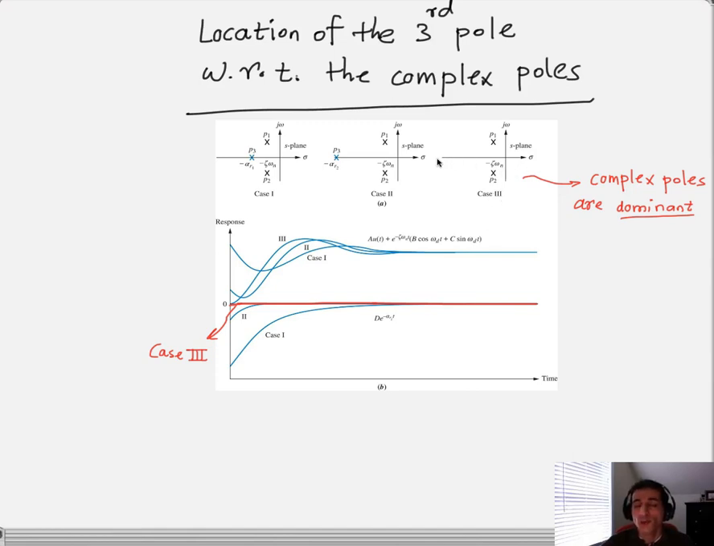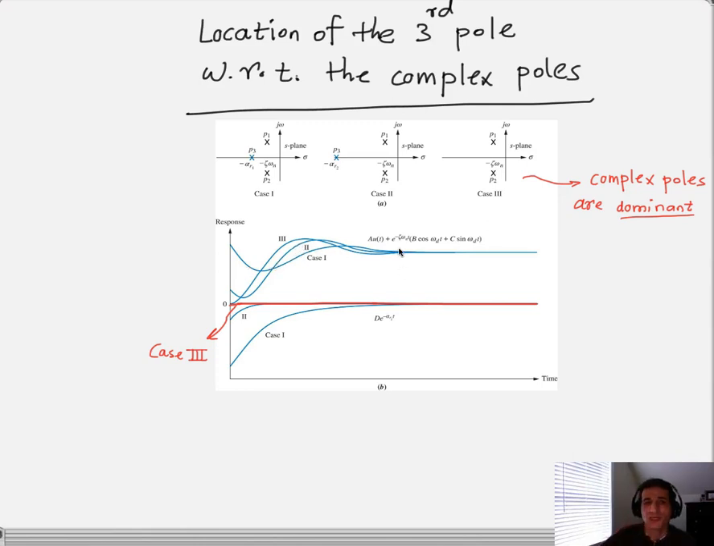pole is not even shown because that's just too far. It's just like here, that's just too far away from these two poles. Now these plots that you see here, there are actually two groups of plots. One is what you see up here, and the other one is here. It shows that for case 1, the response of the second order part is going to look like this. For case 2, it's going to look like this, and for case 3, it's going to look like this.